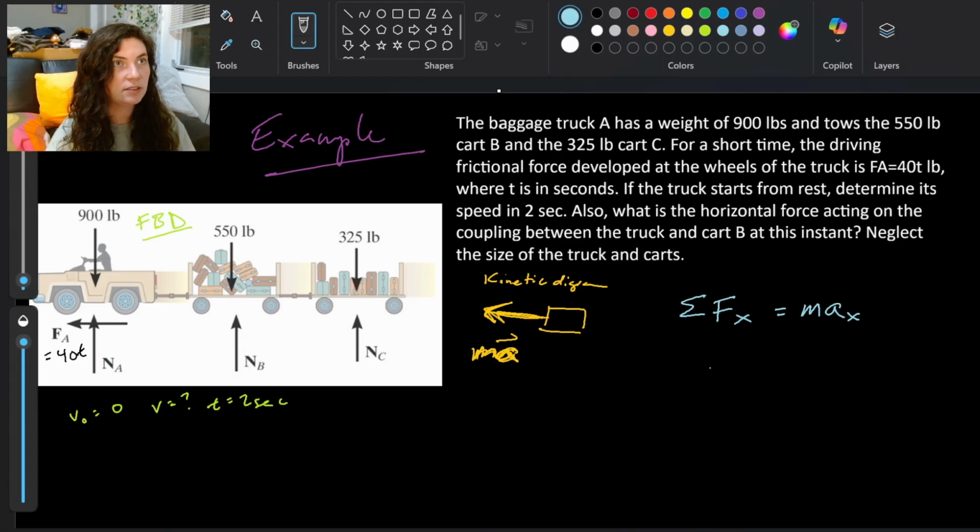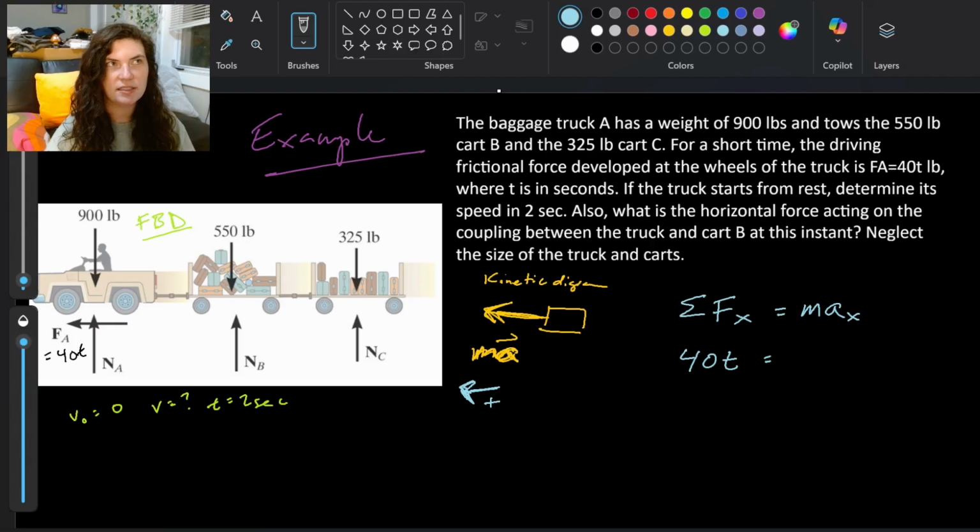I've only got 40t. Only got 40t, and it is moving in the same direction as my acceleration. Right, so I'm just going to use a convention that this way is positive. To the left is positive, for my acceleration and for my force there. So my force is going to be 40t equals mass times acceleration.